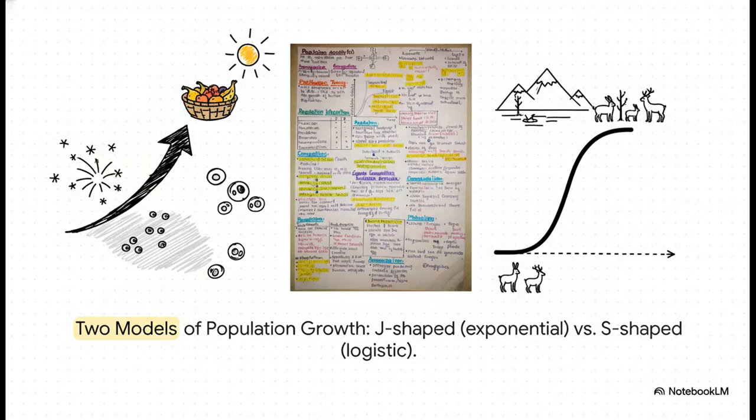This slide shows the two classic stories of how populations grow, and you can see them right in those two curves. That J-shaped curve on the left, that's exponential growth. It's a population explosion when resources are basically unlimited. But that S-shaped curve on the right, well, that tells a much more realistic story. That's logistic growth, where a population levels off when it hits the natural limits of its environment.